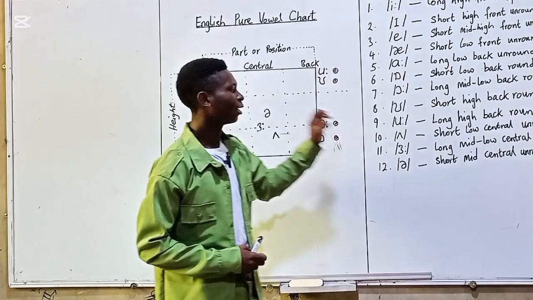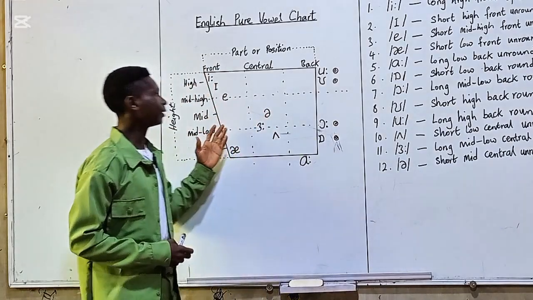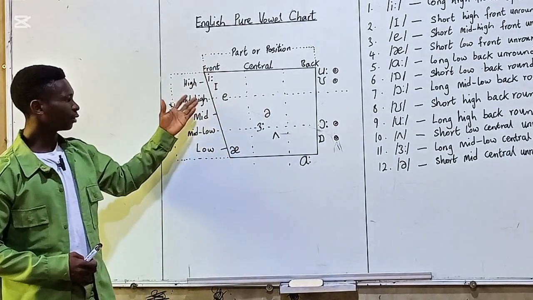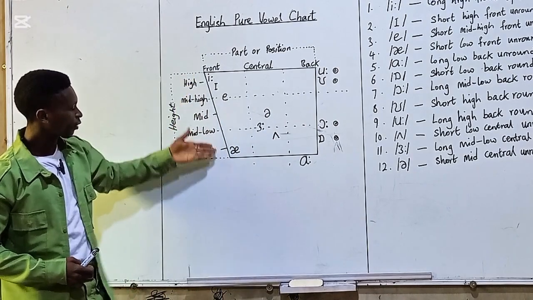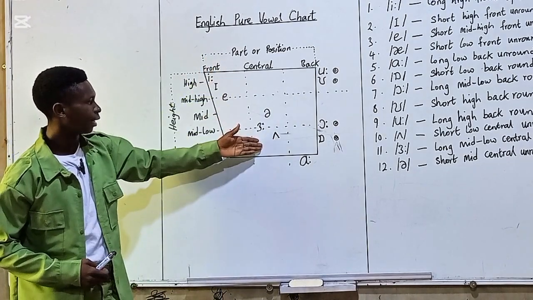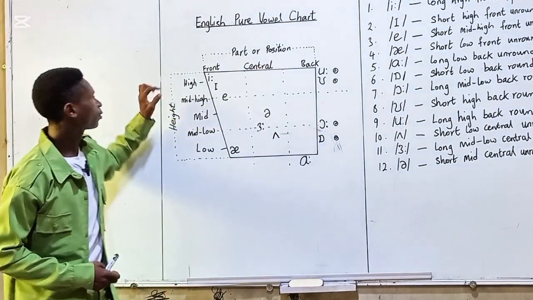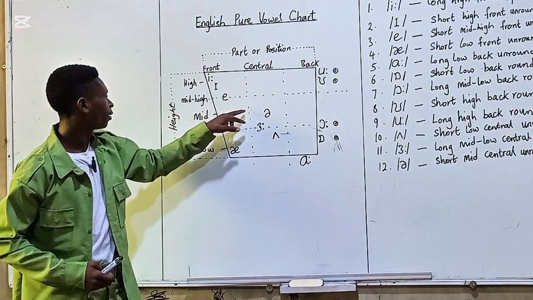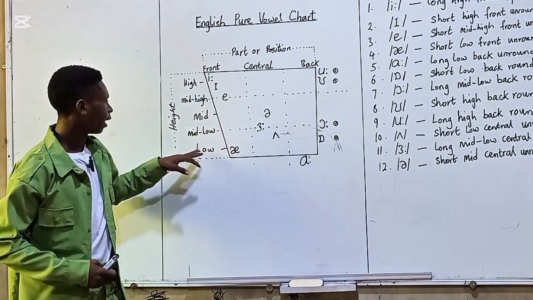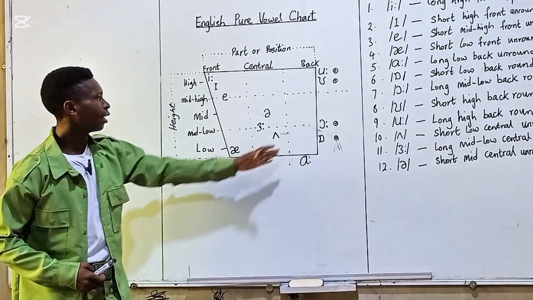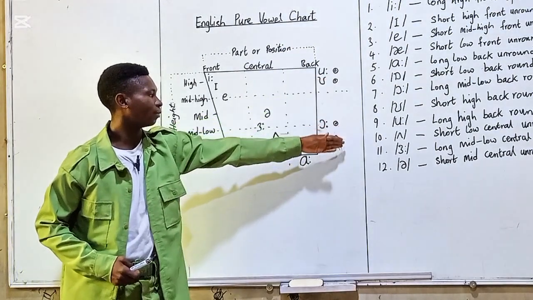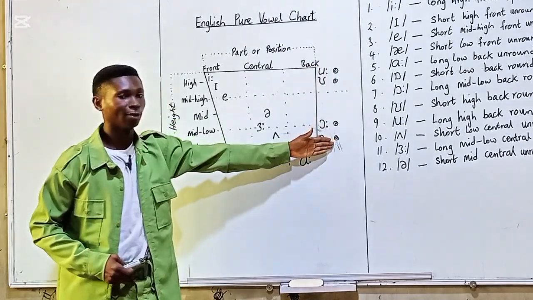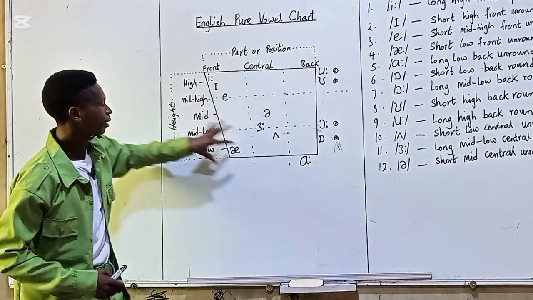And these are graphically represented in this diagram. See the arrangement: the front sound, the mid sound, and the back sound, and also the high sound, the mid-high, the mid sound, mid-low, and then the low sound. Also, we have the shape of the lips. These are the rounded sounds, whereas all these are the unrounded sounds.